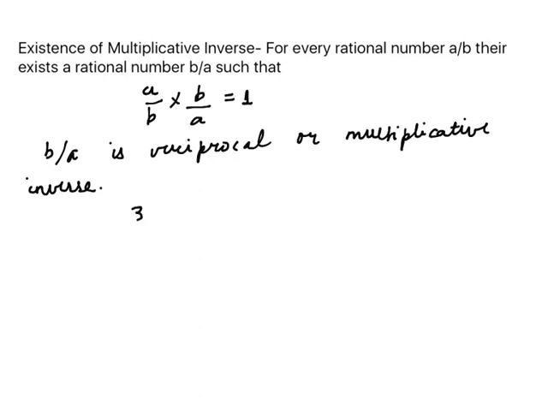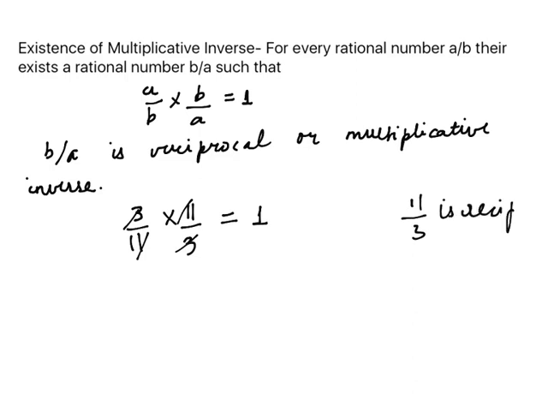Suppose we have 3 by 11. So the multiplicative inverse of 3 by 11 will be 11 by 3, and when we multiply these two, we will get the answer as 1. So we can say here that 11 by 3 is the reciprocal or multiplicative inverse of 3 by 11. So there exists a multiplicative inverse for every rational number.